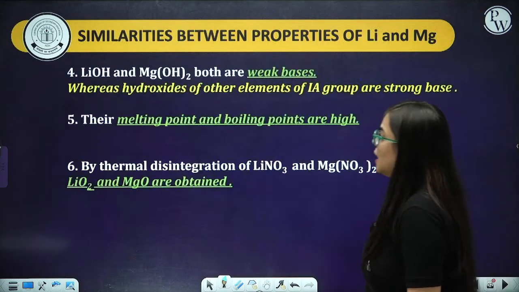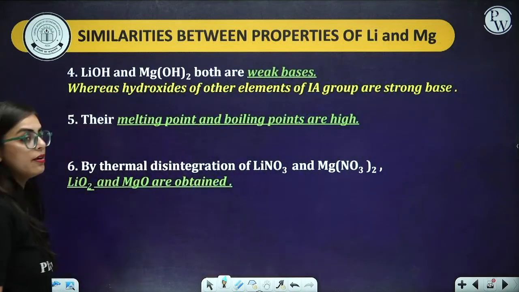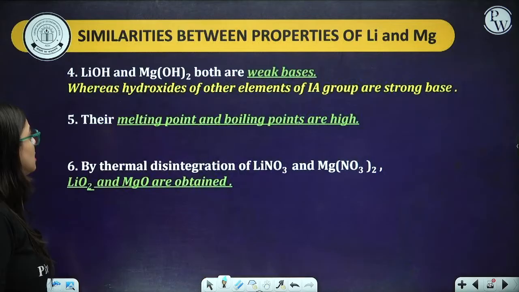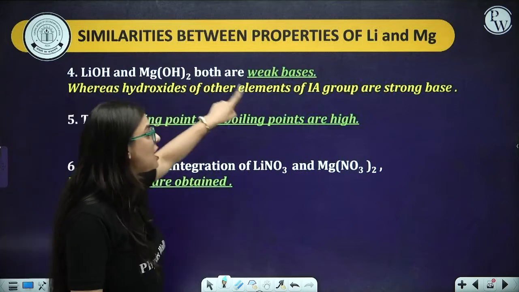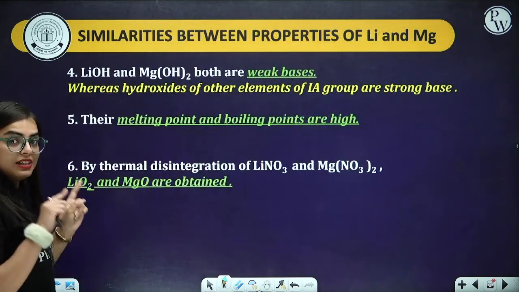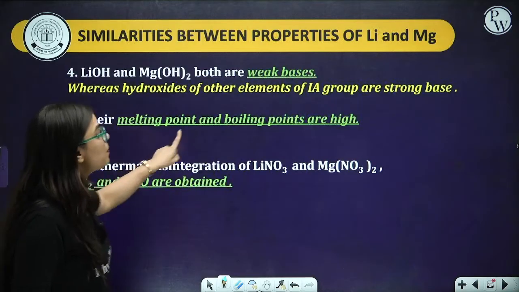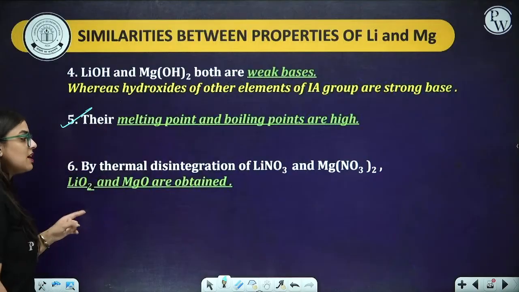That's great. Now comes LiOH. I am now referring to bases, hydroxides. So lithium hydroxide and magnesium hydroxide both are weak bases, whereas hydroxides of other elements of first A group are strong bases. So this is one more similarity of lithium and magnesium. Next, their melting point and boiling point are very, very high. Last is by thermal disintegration.